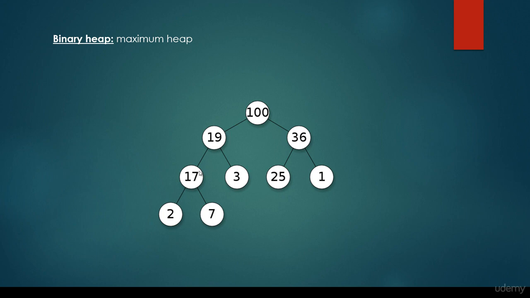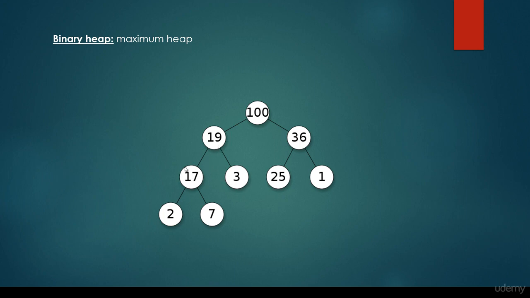It's very important that the order doesn't matter as far as the left and the right children are concerned. As you can see here, for this subtree, the left child 17 is greater than the right child 3, but here, for example, for this subtree, the left child 2 is smaller than the right child 7. So it doesn't matter, it's not like binary search trees, where the left child has to be smaller than the parent and the right child has to be greater.